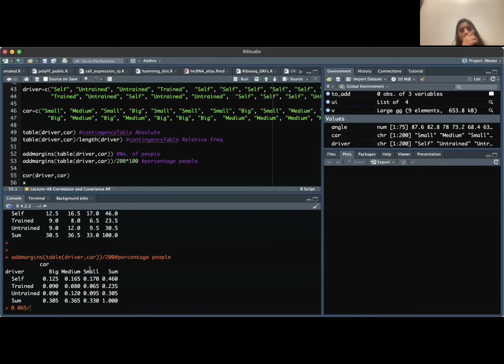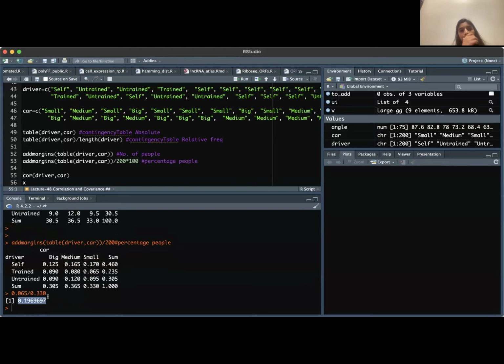What is the marginal probability for small? 0.33. Divided by 0.33, this is your answer. Sorry, this is the conditional probability of a train driver given he has a small car. So you do joint probability divided by marginal probability. Is that clear?